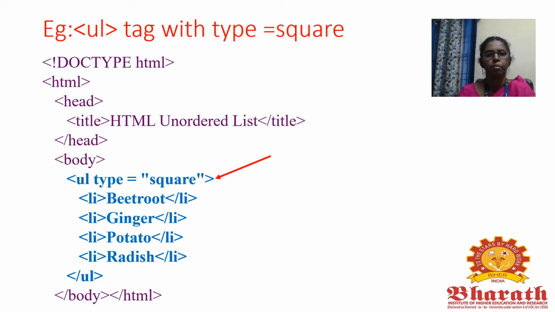As a first example, let us discuss about UL tag with type is equal to square. So this is one sample HTML program. As we know well, an HTML program contains two parts, head part as well as the body part. Within the body part, we have to define the list. So in the first line, we are having the document type as HTML. This tag is used to specify the HTML type as well as the version of the HTML.